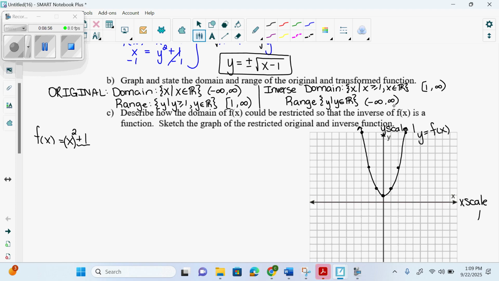Okay, pencils down for a second, then we'll come back. Okay, so C says, describe how the domain of f of x could be restricted, and we always restrict the domain of the original. It never changes. It's a curriculum outcome. I have to teach you how to restrict the domain of an original function that inverse wouldn't be a function. So remember how we check for functions of a regular graph, like in grade 10?